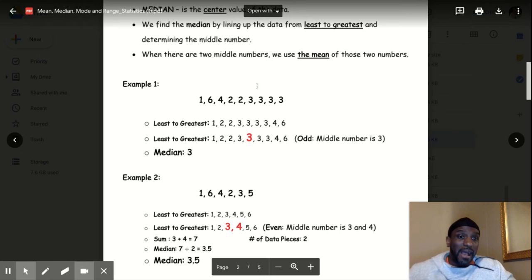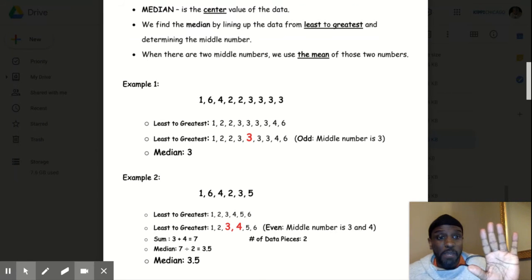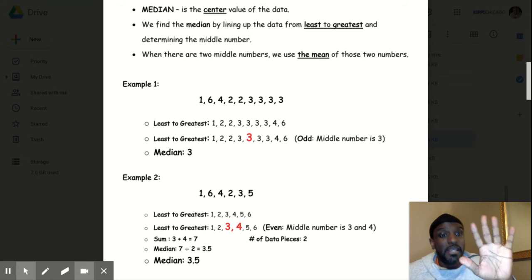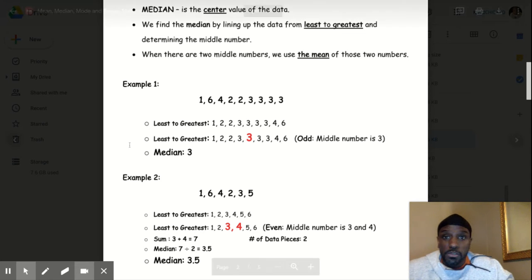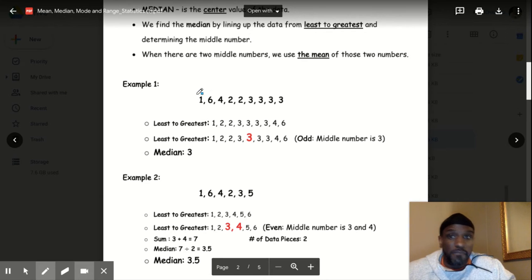When you have an odd set of numbers, you just pick the middle number. That is the median. If I got 5 numbers, put them in order from least to greatest, and then pick the one that's in the middle. So let's look at that. Here's the data that I have from above: 1, 6, 4, 2, 2, 2, 3, 3, 3, all this stuff, right? I put them in order from least to greatest.